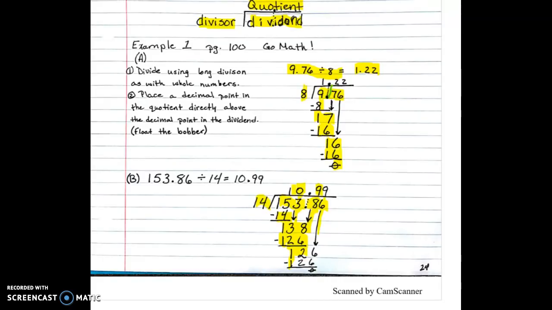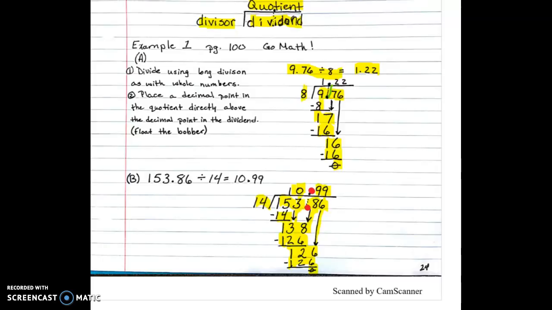All right, bring down your 6. 14 goes into 126 9 times. 9 times 14 is 126. Subtract that, you get 0. And then we take a look at where our decimal was, between the 3 and the 8. And we float that straight up to go in between the 0 and 9.